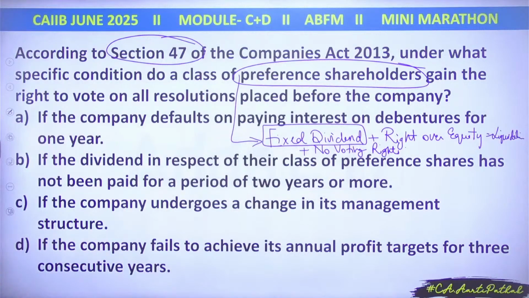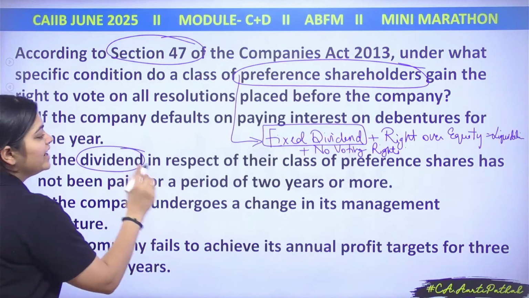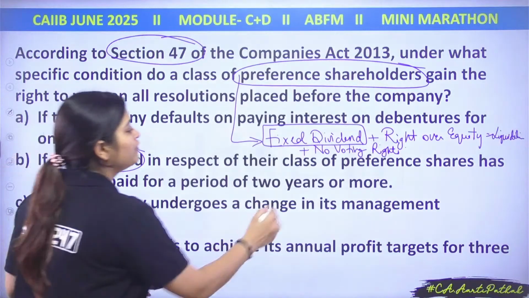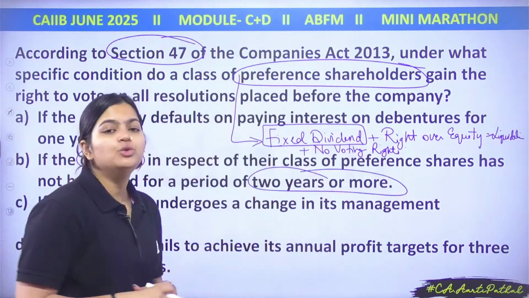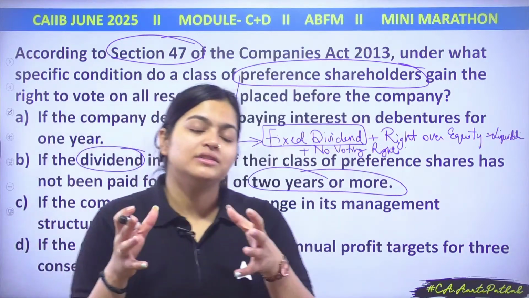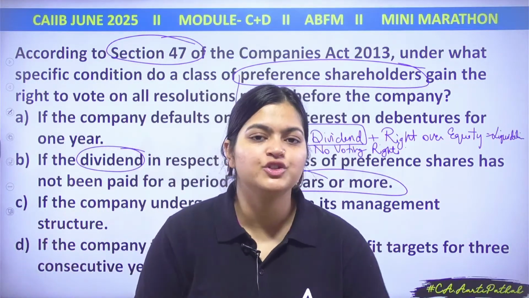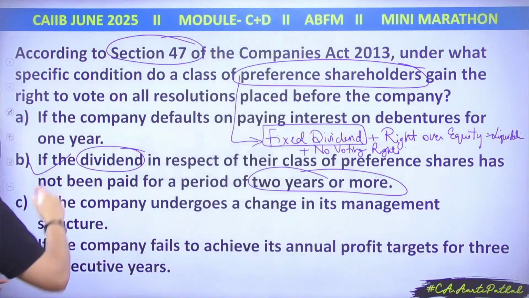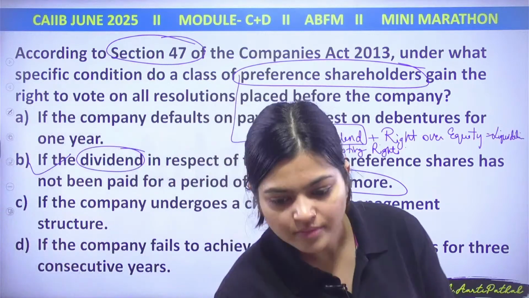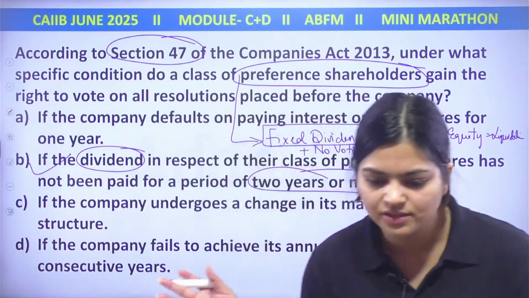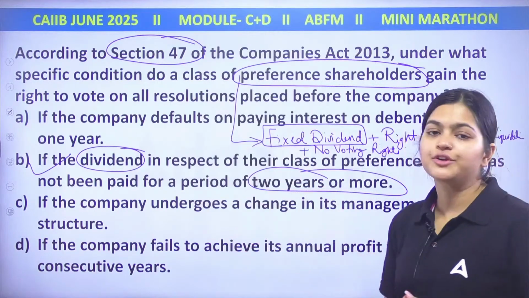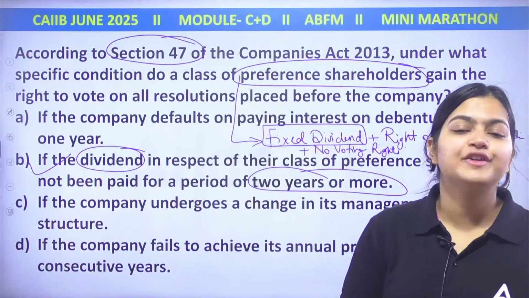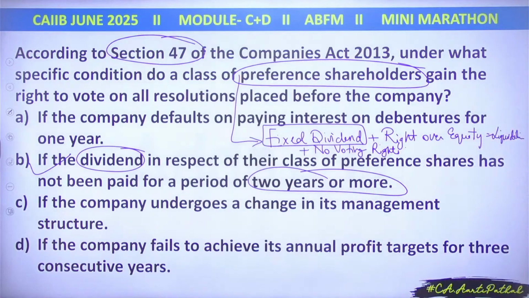Section 47 says that if the dividend in respect of their class of preference shares has not been paid for a period of 2 years or more, you need to give the right to vote to which type of shareholders? Preference shareholders. So the correct answer is option B. Not C, sir, because here you are giving the right if you are not giving dividend as a company for 2 consecutive years.